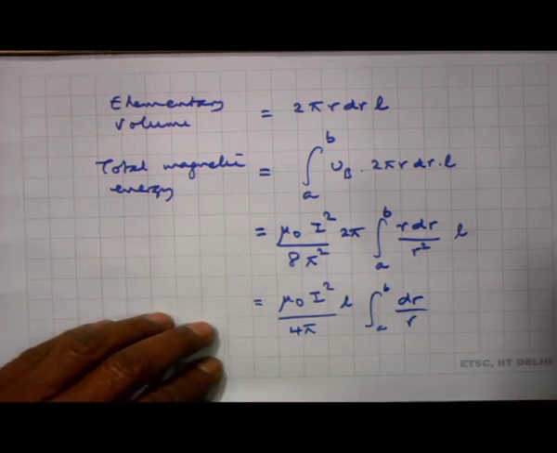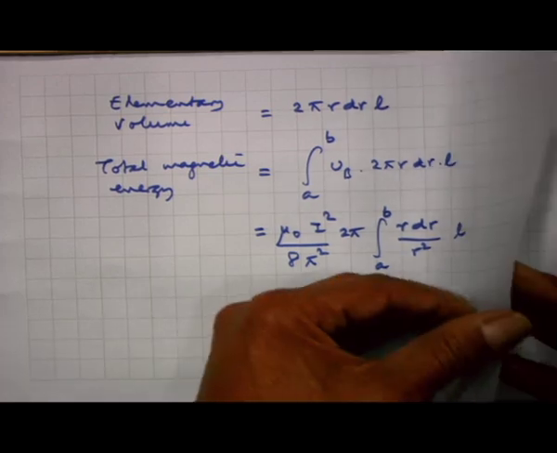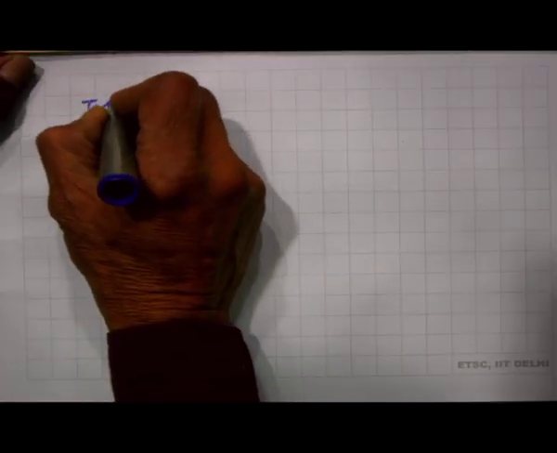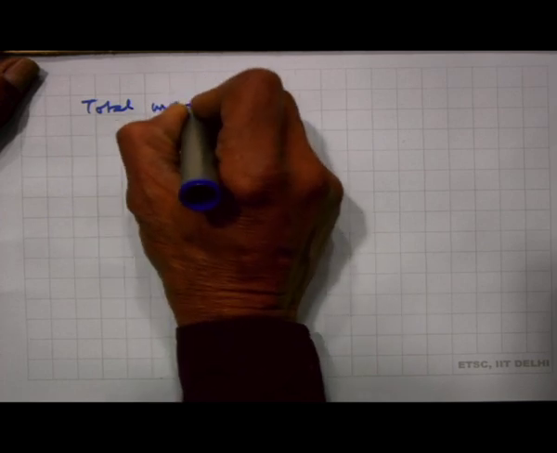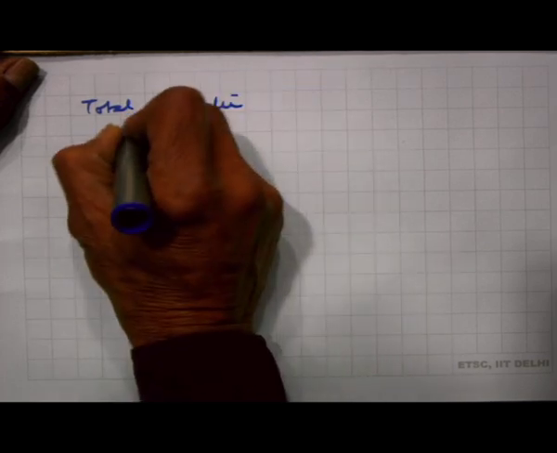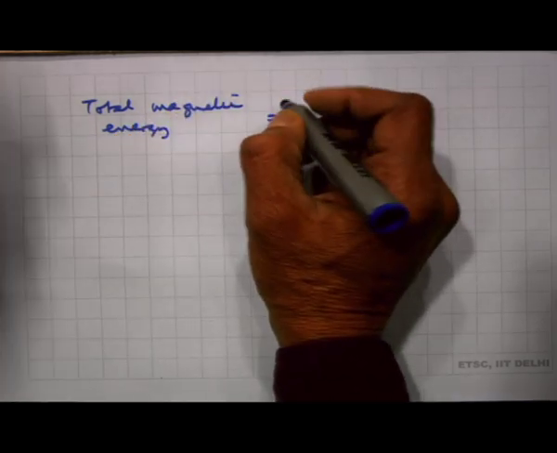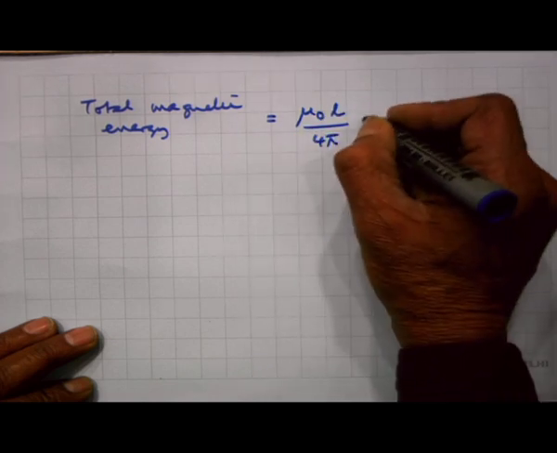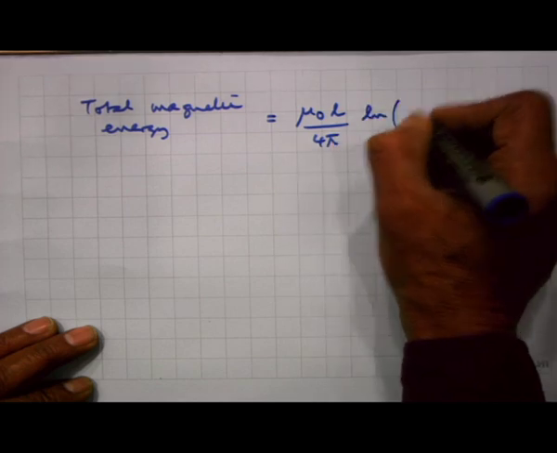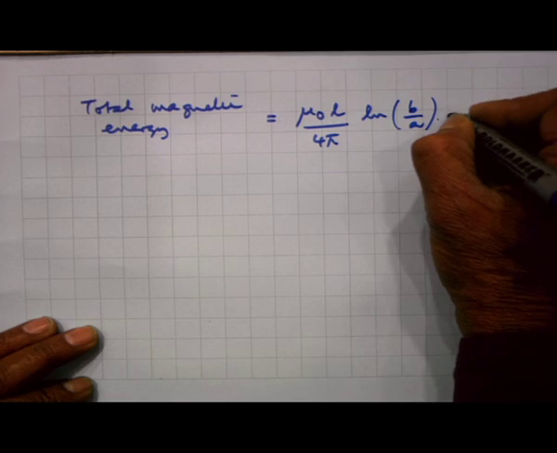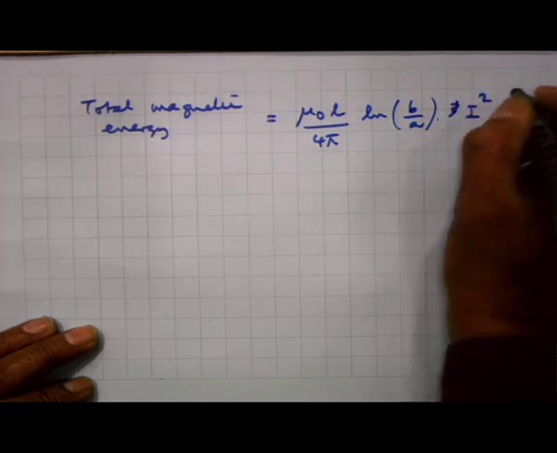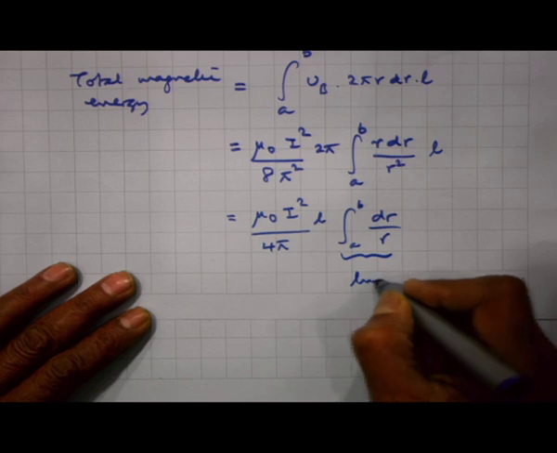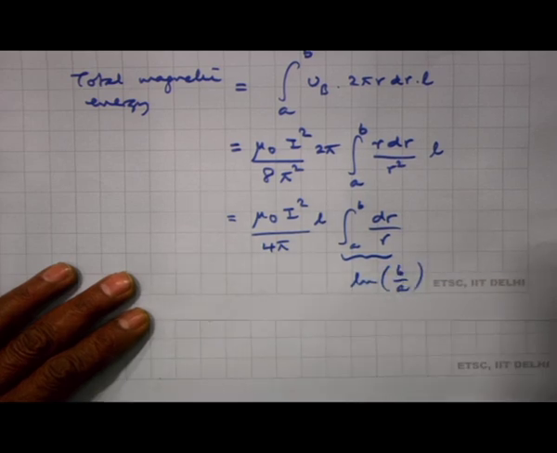Now, dr by r is nothing but log r, and if I integrate from A to B with limits, I will get the total magnetic energy is equal to mu naught L by 4 pi into log B by A into I square. So, please note this integral is log B by A.